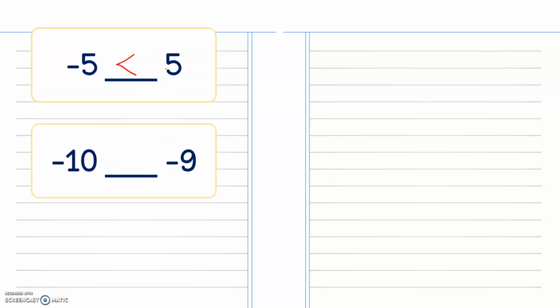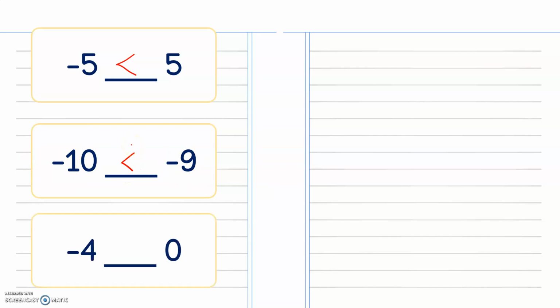Next, we have negative 10 and negative 9. Since both of them are negative, let's visualize where they are located in our number line. Negative 10 is farther from 0 than negative 9. So we'll have less than. Next, negative 4 and 0. Since 0 is neither positive nor negative, it is greater than the negative integers. So we'll have less than.